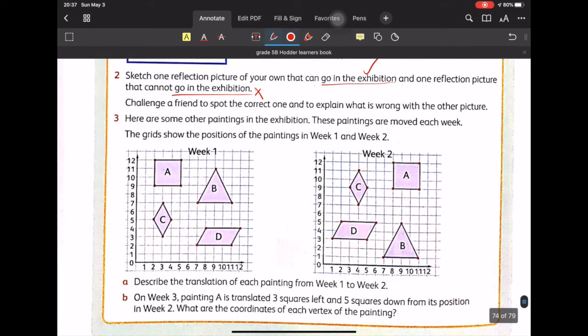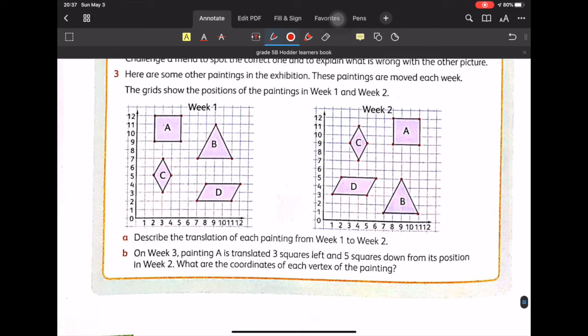Question 3. Here are some other paintings in the exhibition. The paintings are moved each week. The grid shows the position of the paintings in week 1 and 2. Describe the translation of each painting from week 1 to week 2. So, generally talking, this is the position of the paintings in week 1. And this is the position of paintings in week 2.